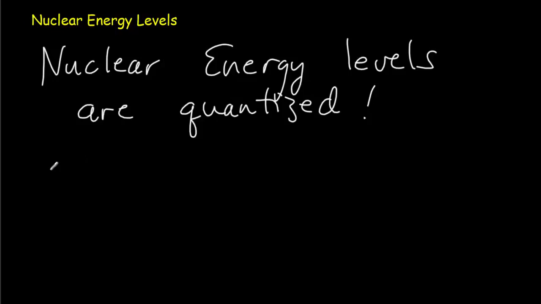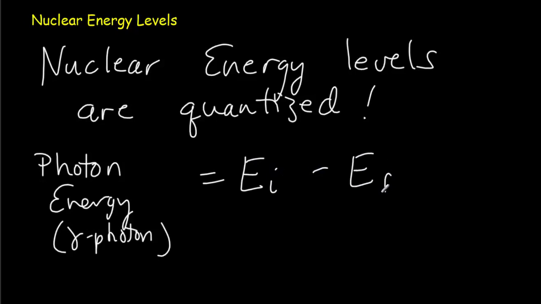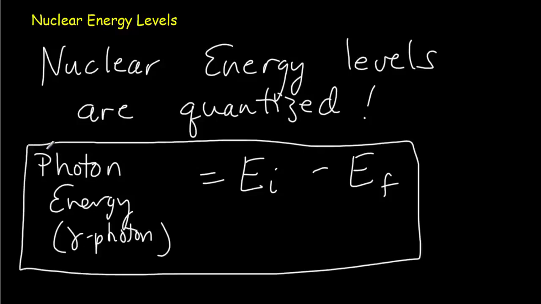We'll say that the energy of the photon that's emitted, this time it's going to be a gamma ray photon because it's going to be a more energetic photon, photon energy is once again going to equal the difference in the energy levels. It's going to be that excited energy level state, the initial state, let's call that E_i, minus the final energy state, that lower energy state that the nucleus drops to. So it's going to work in exactly the same way that atomic energy levels do.